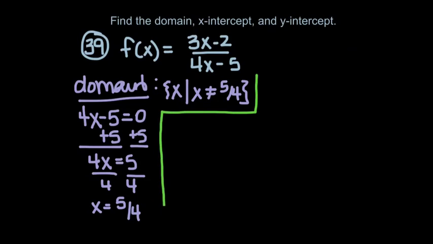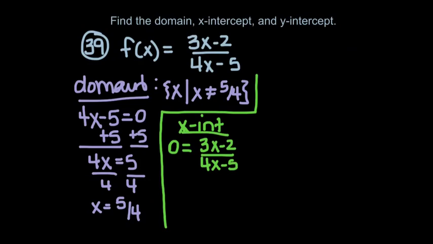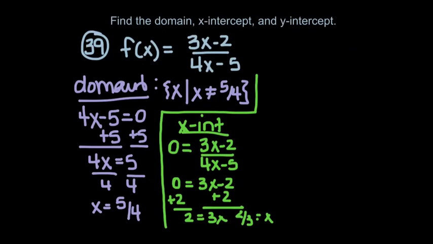To find the x-intercept, I would set y equal to 0, which in this case is represented by f of x. So I have 0 equals 3x minus 2 over 4x minus 5. Multiplying both sides by 4x minus 5 gives me 0 equals 3x minus 2. I would add my 2 to both sides and get 2 equals 3x. Dividing both sides by 3 tells me that x is 2/3. So my x-intercept is the point 2/3, 0.